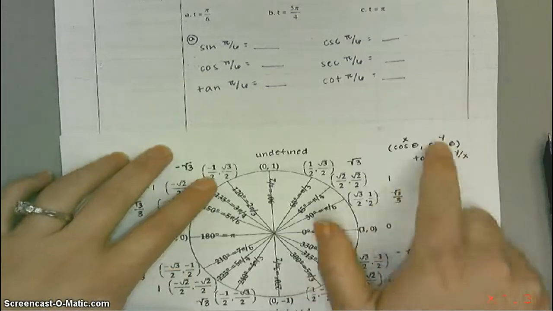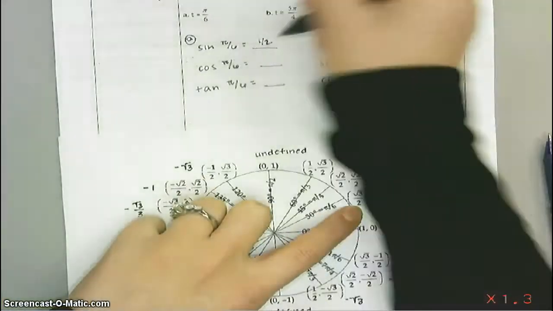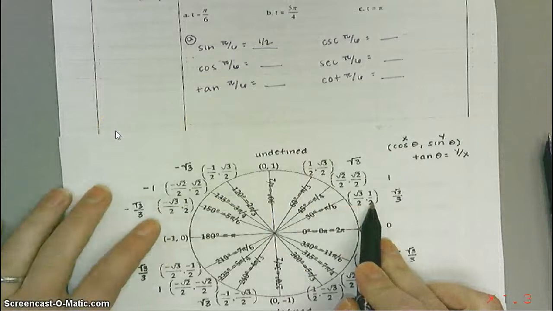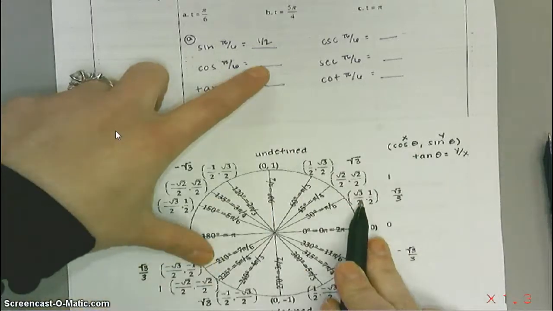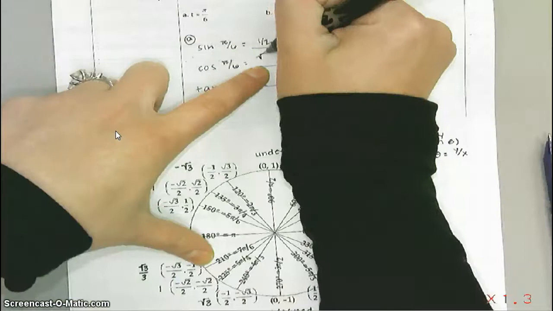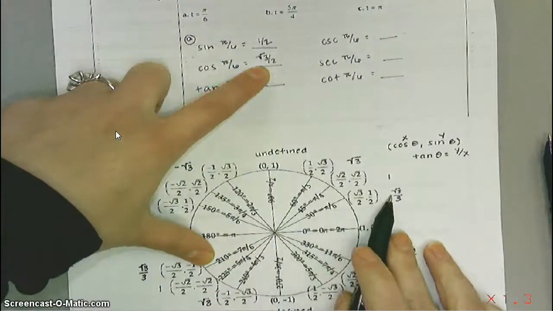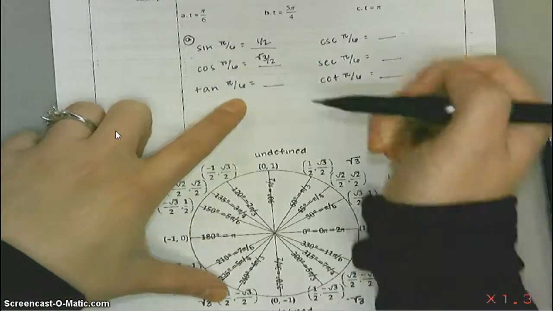So sine goes along with the y. So sine at pi over 6 is 1/2. See? Cosine goes along with the x value. The x value at pi over 6 is square root of 3 over 2, so cosine is equal to square root of 3 over 2. The tangent values, this unit circle happens to have them written out. The tangent value at pi over 6 is the square root of 3 over 3.